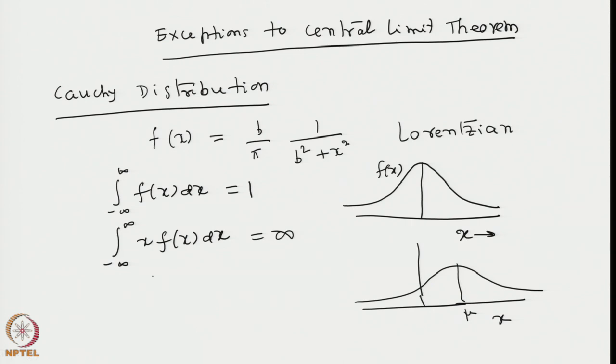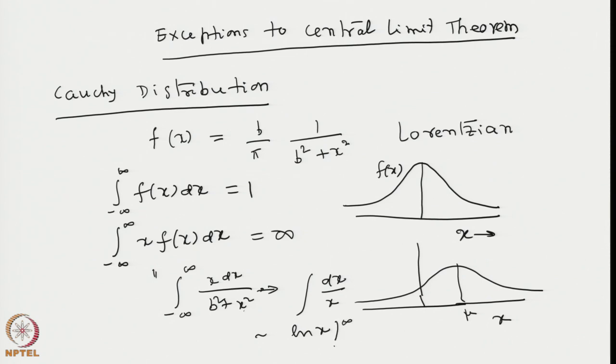The reason why it is divergent is because when you multiply by x, this integral from minus infinity to infinity takes the form dx x by b square plus x square. If you look at the behavior of the function for large x, the integrand has a form dx by x. So when we are integrating a function like dx by x, it will give ln x, and when you put the limits either infinity or minus infinity, this will, at least at the point of plus infinity, tend to infinity. And that is the reason why we say that this is a distribution without a well-defined mean.